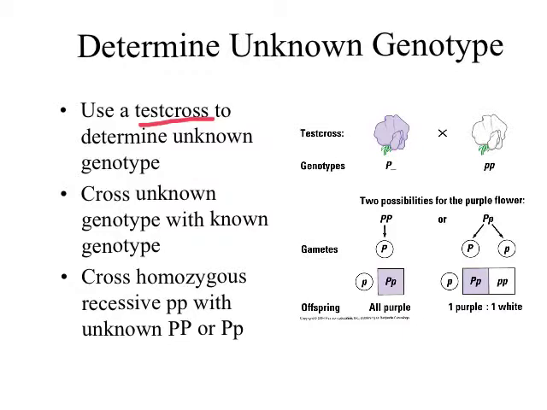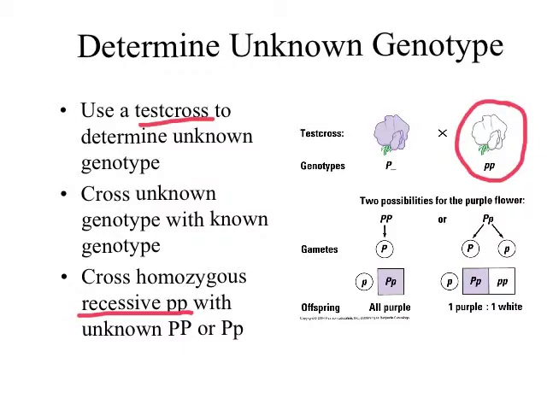So we usually cross with a homozygous recessive during a test cross. So what we're going to do is cross this unknown purple pea plant that we found on the side of the road with a white pea plant, because we know white has to be homozygous recessive, little p, little p. Okay, so there are two possibilities that we can get for the F1 generation.